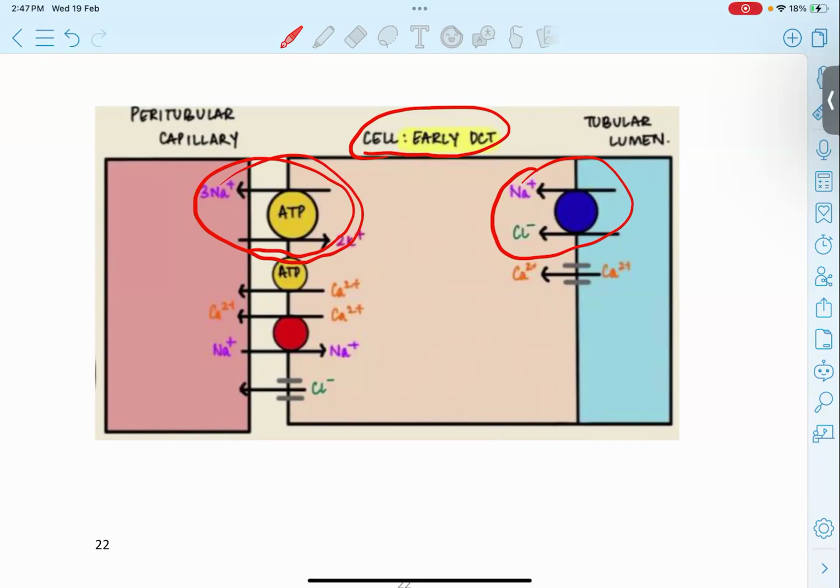Also there is a 3 sodium 1 calcium antiporter. This is very, very important. The function of this sodium calcium antiporter is that calcium is actively extracted to the peritubular fluid through this 3 sodium 1 calcium antiporter. There is also a calcium ATPase right here. So these are the channels that we can find in an early distal convoluted tubule.